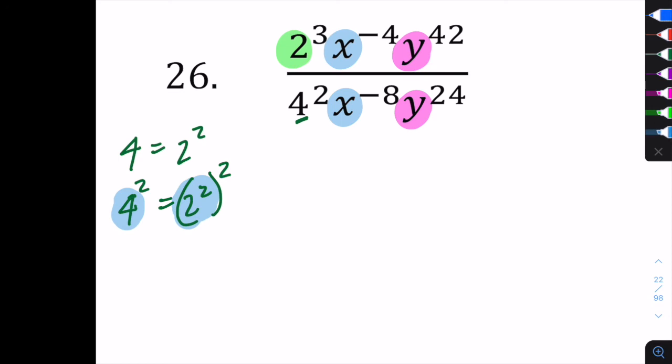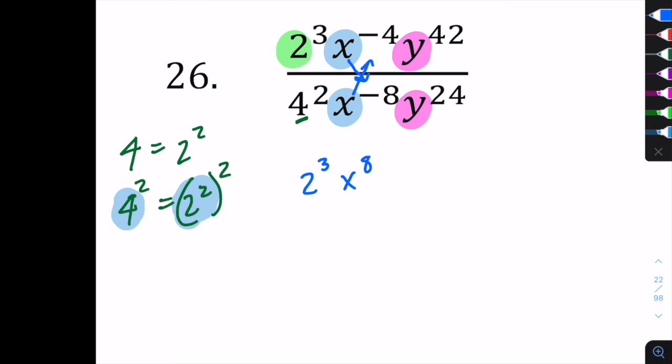Well, 2 squared squared, that means 2 squared times 2 squared. Whoa. 2 squared times 2 squared. How many factors of 2 do we have? We really have 4 factors of 2. Whoa. That was a lot. 4 factors of 2 means it's 2 to the 4th power on the bottom. So 2 to the 3rd up top.